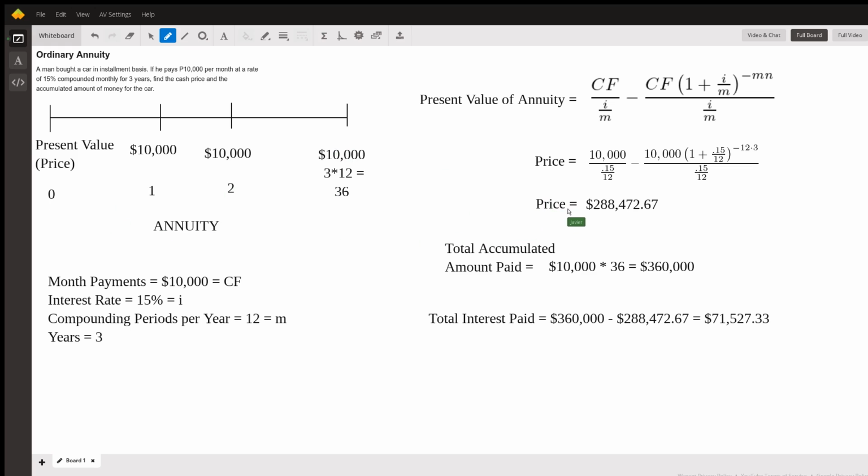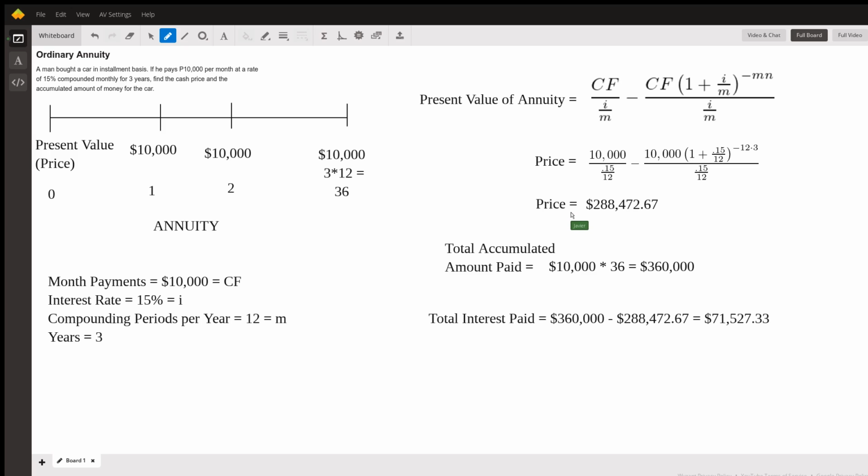We could either give them this amount in cash right now, or we can agree to this loan situation where we pay $10,000 every month for 36 months. But both of these situations are equivalent. So the value of the car today is this amount. We could pay this in cash right now, and it would be the exact same scenario. Okay? So this is how we calculate the price.